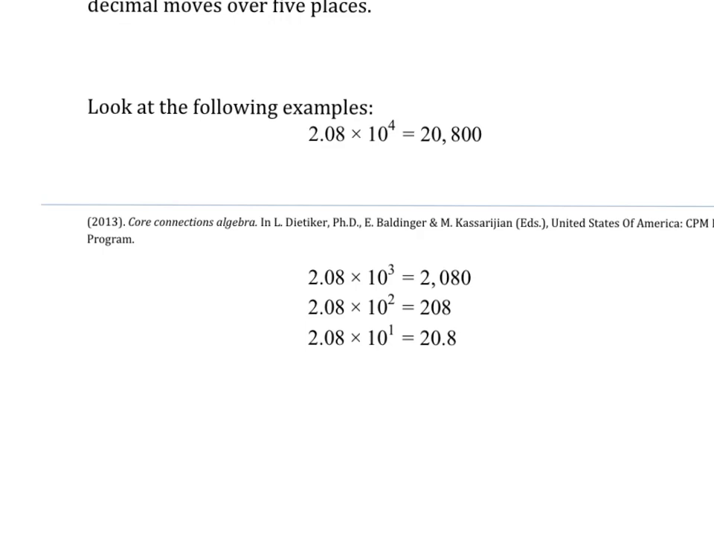Here we have 2.08 times 10 to the fourth power. If we wanted to write it out, because this power is positive 4, we're going to go 1, 2, 3, 4 spaces to the right. And that's where they're getting this number, 20,800.